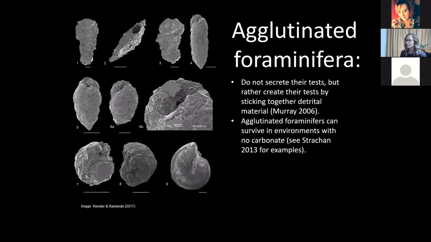Next, we have the agglutinated forams. These guys don't secrete their tests from calcium carbonate, but rather create their tests by sticking together a bunch of detrital material. So this would be kind of the surrounding sediment and stuff. The agglutinated foraminifera can survive in environments with no carbonate, which is a bit more rare for the ones that are made of calcium carbonate.